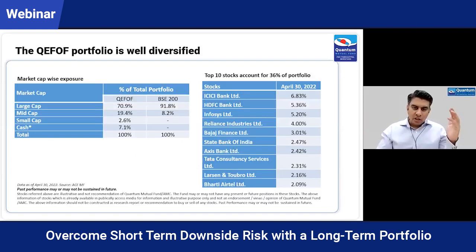So as I said, it's split across market caps. Large cap is about 70%. Mid and small cap is more than 20% of the portfolio. Whereas the BSE 200 index is about 91% in large cap and only 8% in mid caps. And if you look at the top 10, it is also very well diversified across sectors and across names, and it is not very, very concentrated. Top 10 stocks just account for 36% of the portfolio.